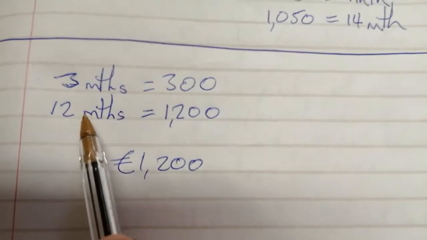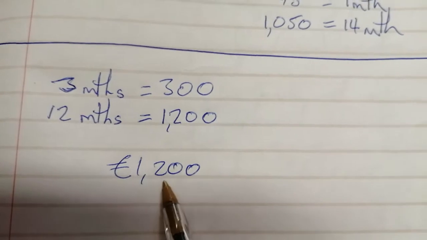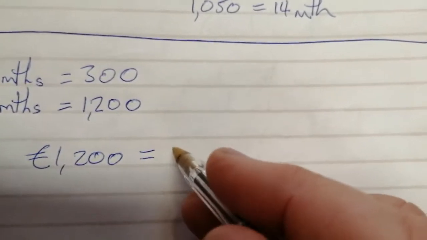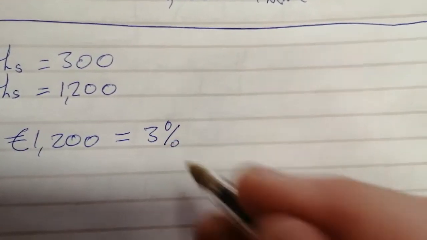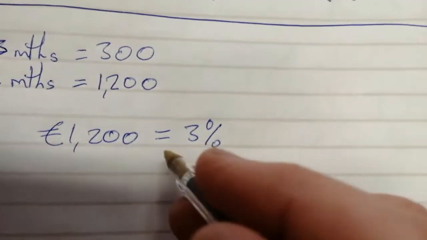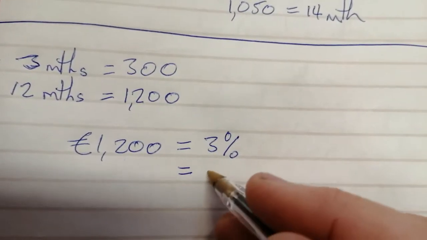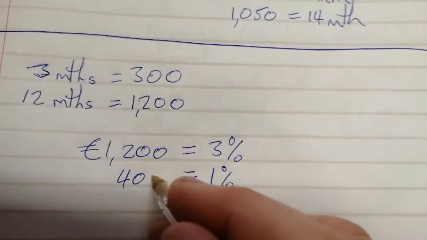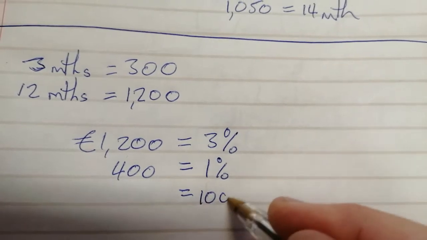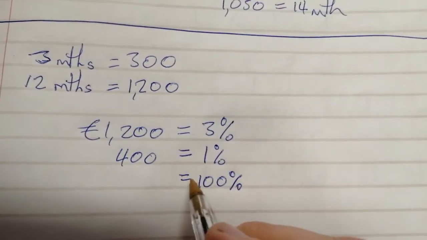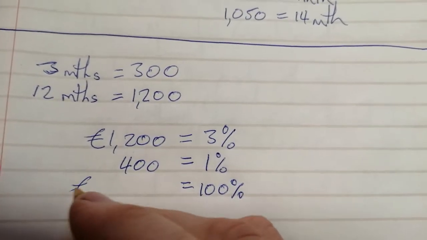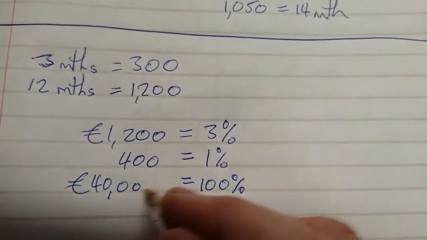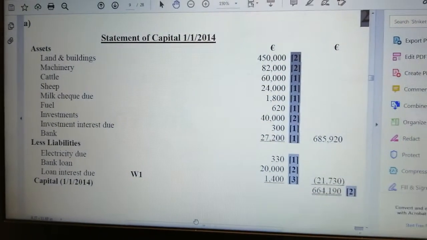So if you earn 3% per year, and we already worked out that 1 year's interest is 1,200, then that 1,200 must represent 3% of the investments. So once we know that that's 3% of the investments, we can get 1% by dividing by 3, which gives me this 400 figure, and we can get 100%, which is the total value of the investments, by multiplying by 100, which gives me 40,000, which is the figure that we've got up here for investments, 40,000.